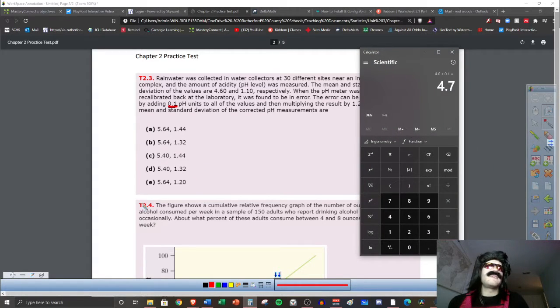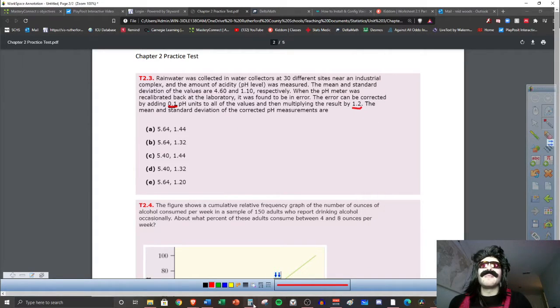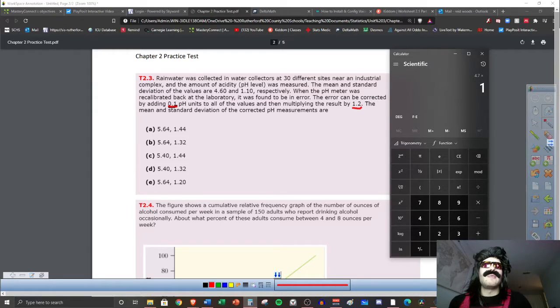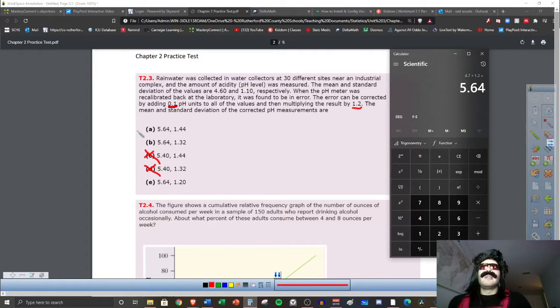Now we don't see 4.7 as an answer because we know that when we multiply by 1.2, it's also going to change the mean. So we're going to multiply this by 1.2. That gets us 5.64. So we know it's not C or D there. So it's limited to A, B, or E.